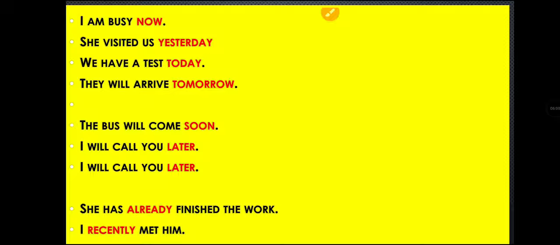What is the answer? Yesterday. So this is how we use the question, that is when, to get the answer of adverb of time. One more example I want to take here.